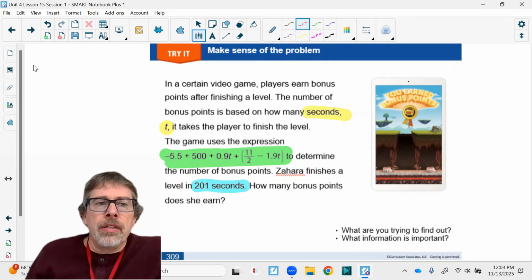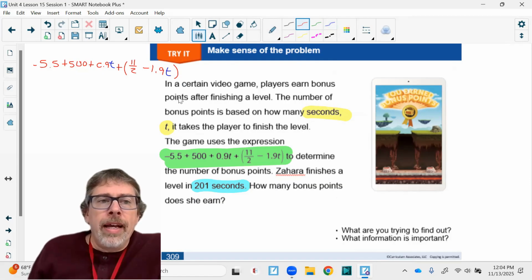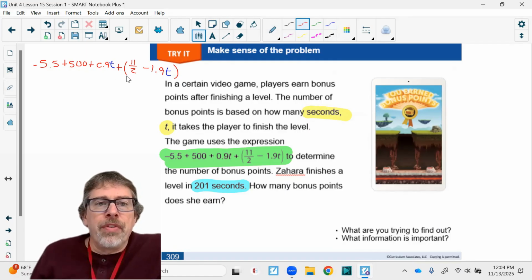So what the computer does is take the negative 5.5 plus 500 plus 0.9t. I'm going to change that t to a different color, so that's a variable, plus parentheses 11 over 2 minus 1.9. We've got another t here, close parentheses. So in class today, we were simplifying this, and I had a student say you have to do what's in the parentheses first.